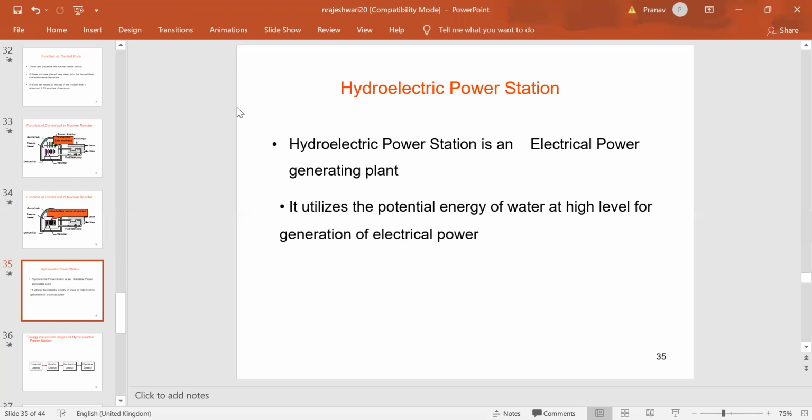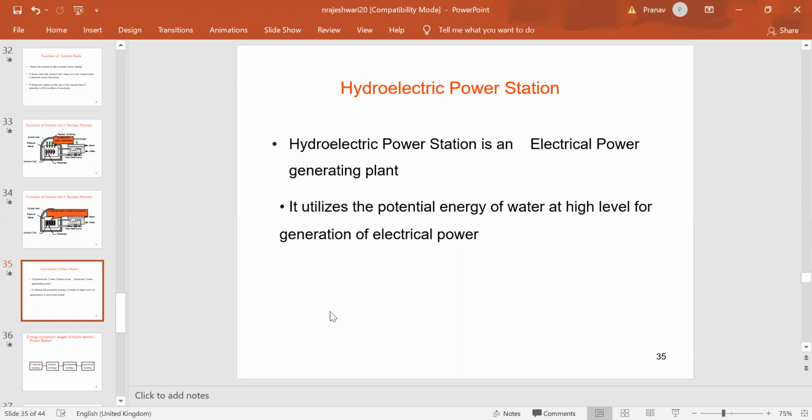So next we come to the hydroelectric power station. A hydroelectric power station is also one of the electric power generation plants, and it produces electrical energy from the water flow. It utilizes the potential energy of water at a high level for the generation of electrical power.